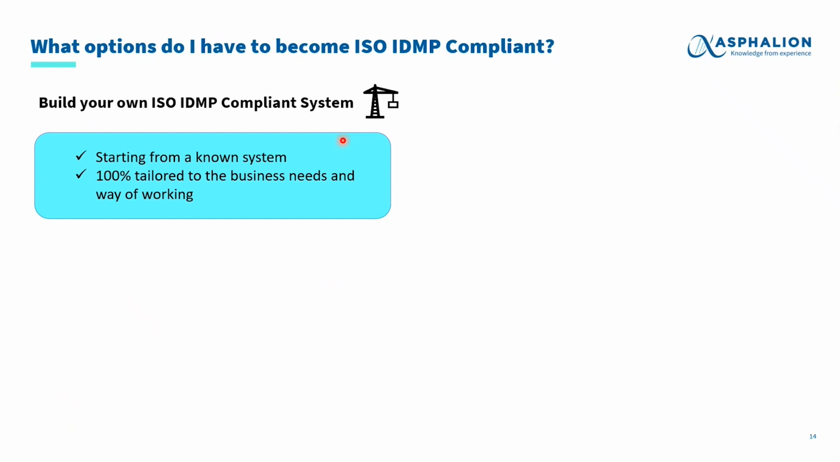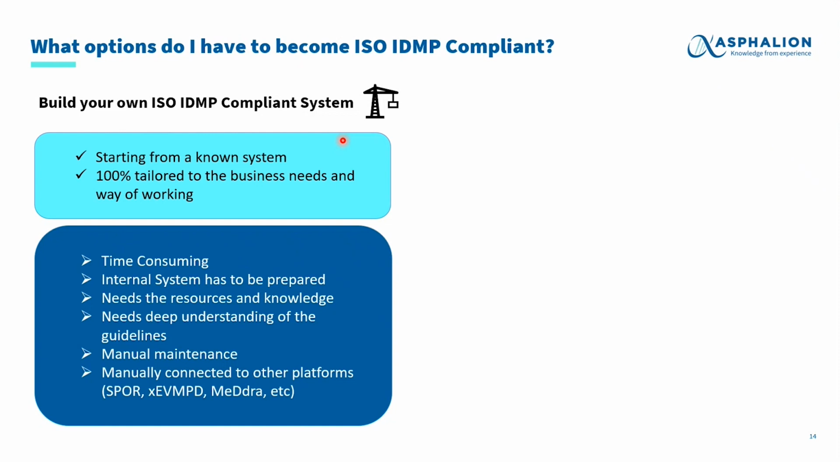But we have to think of what choosing this option implies. We need to be aware that building your own ISO IDMP compliance system is very time consuming. Your internal system needs to be able to manage this ISO IDMP compliance system, and I mean that in a more technical way. Do you have the space? Do you have the capacity? Do you have, I don't know, enough servers in the system to manage it, for example?